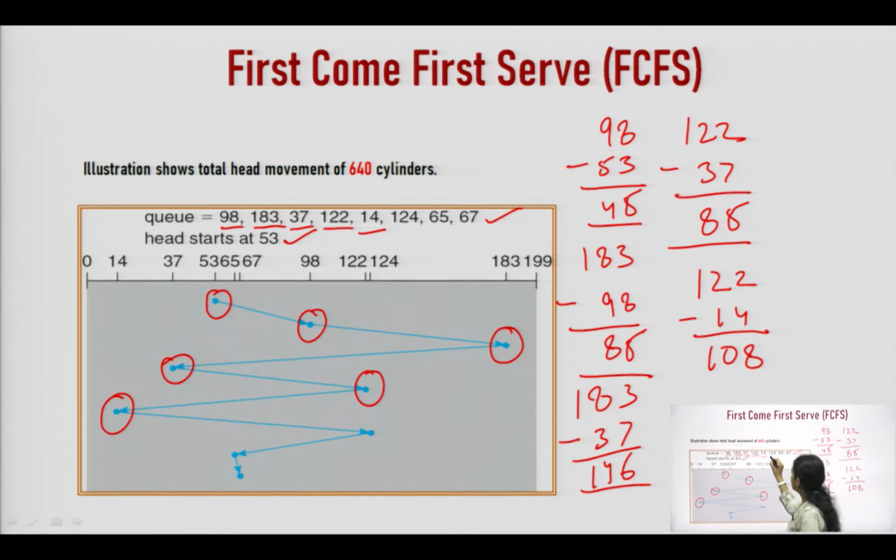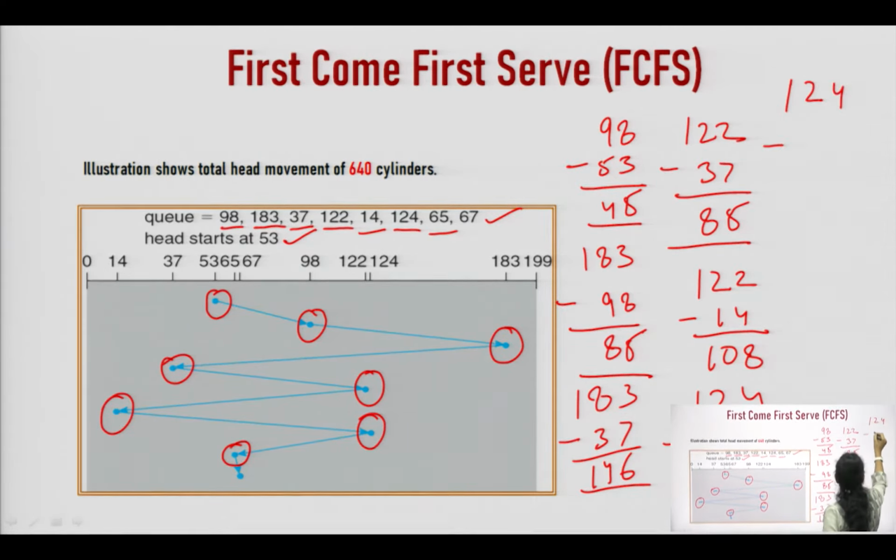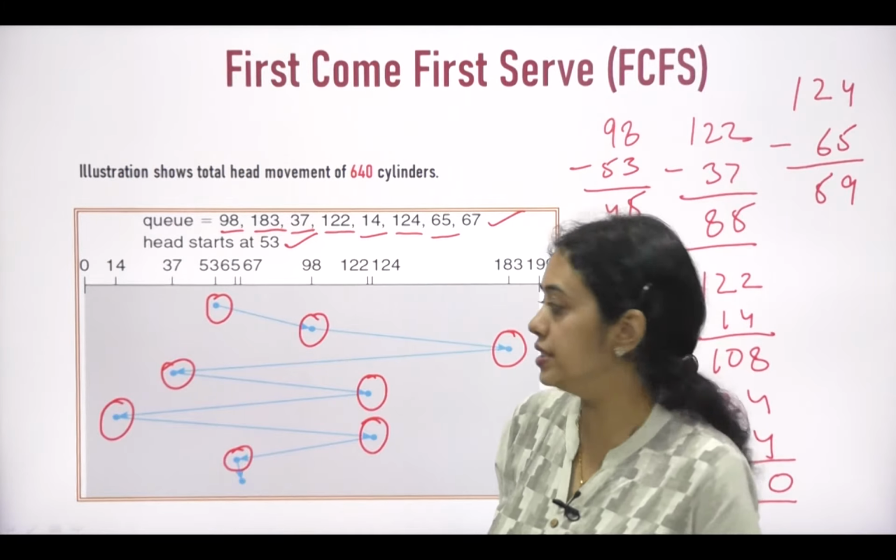Now, from 14 the next request is 124. So, from 14 it will come to 124. Now, what is the head movement? 124 minus 14 gives us a total head movement of 110 cylinders. Now, from 124 the next request is 65. So, from 124 it will go to 65. What is the head movement? 124 minus 65, so it will give us 59 cylinder movement.